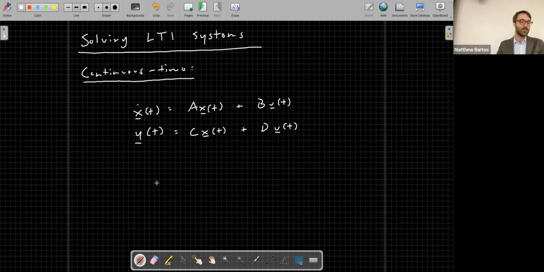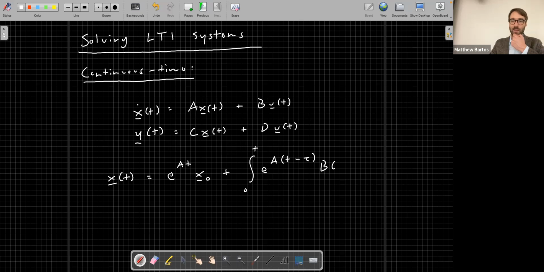So the general solution, which I gave you before, we have that x of t is equal to the matrix exponential e to the At times x naught, our initial condition, plus the integral from 0 to t of e to the A(t minus tau) B u of tau. Oh, sorry. This is LTI, so B does not depend on time. Right. And if we want to get y of t, all we have to do is pre-multiply by C and add Du of t. So this is the general solution for a continuous time system.